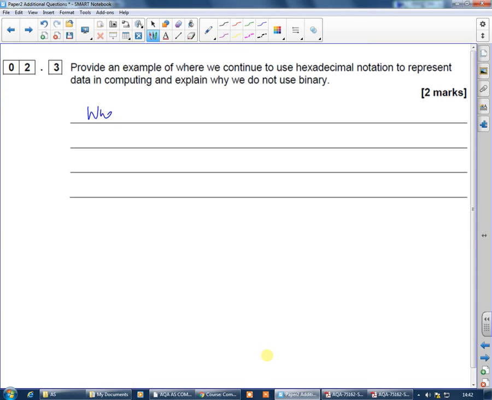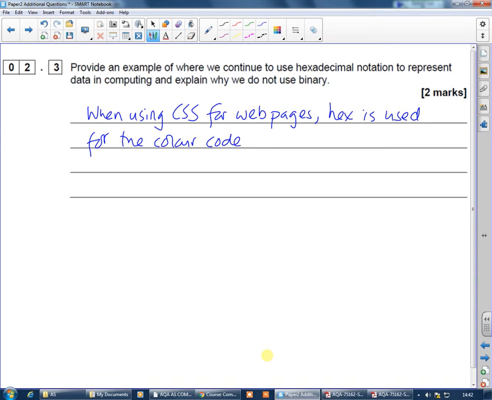So when using CSS for web pages, hex is used for the colour codes. For example, I might use this one. I don't need to know what colour that is, but that's how it's used. That's the colour code that I mean. And then these are hex numbers.